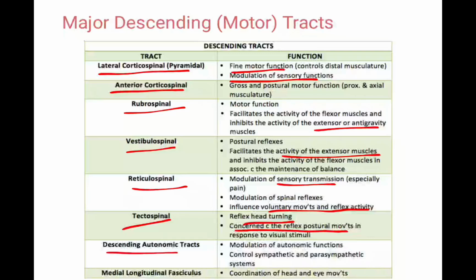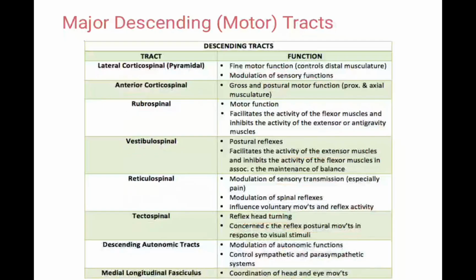And we also have the descending autonomic tract for modulation of autonomic function, and it controls sympathetic and parasympathetic systems. We have the medial longitudinal fasciculus, which is responsible for coordination of head and eye movements.